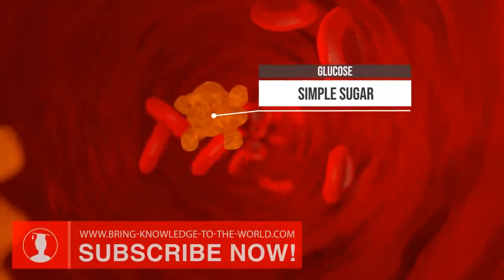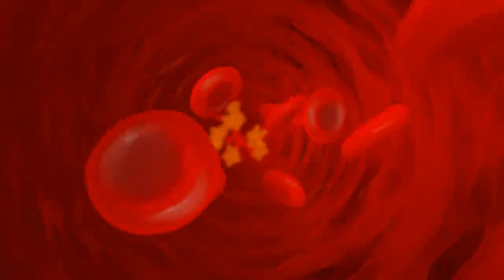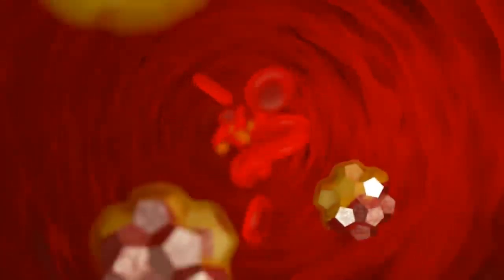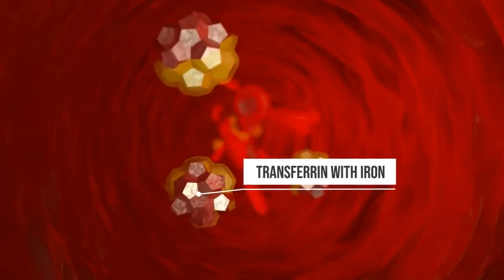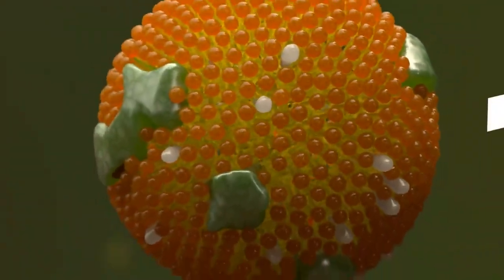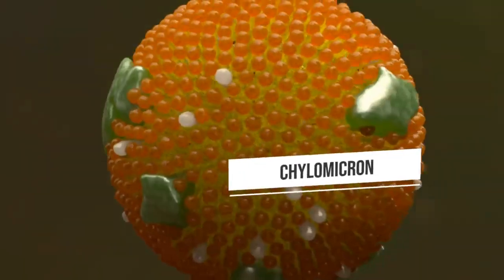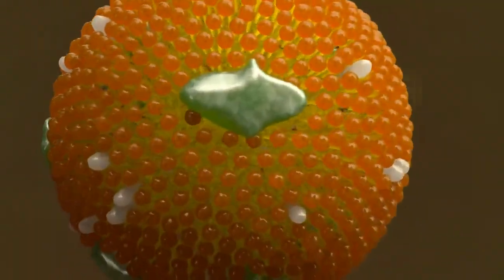Some nutrients, such as glucose, do not require a carrier. They are transported freely in the bloodstream. Other nutrients, such as iron, require transport proteins like transferrin. Fats are transported by chylomicrons, which are lipoproteins. The triglycerides to be transported are virtually enclosed in the lipoprotein.